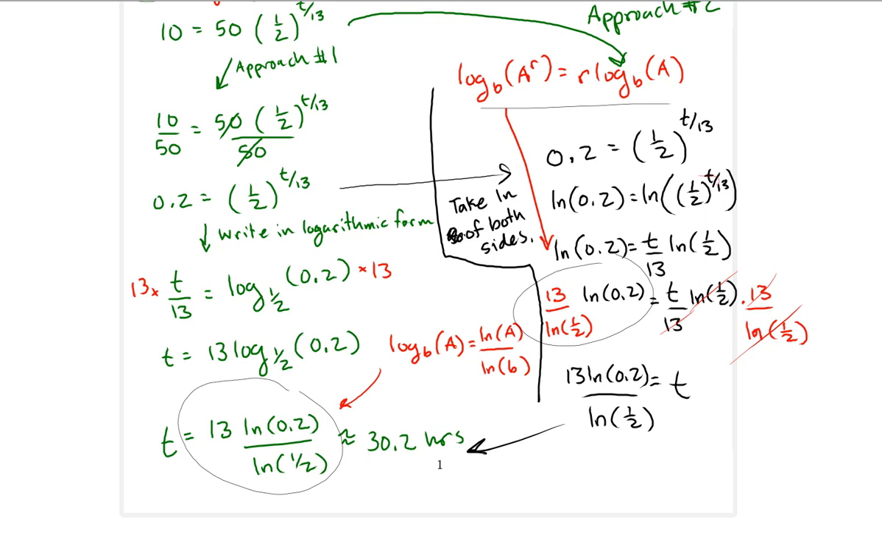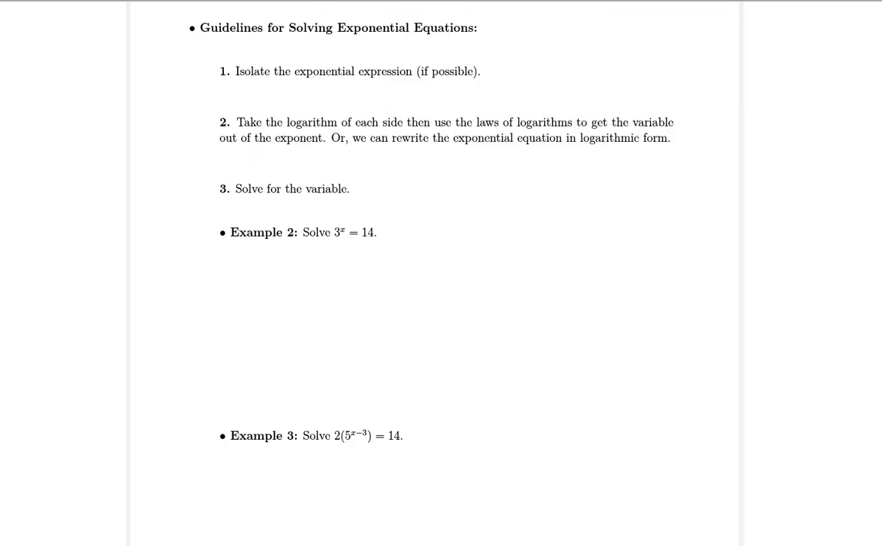All right, so that started off with a pretty complicated problem. Let's take a step back and do maybe a couple easier ones. But first I want to just talk about guidelines for solving exponential equations. Number one, isolate the exponential expression if possible. Number two, take the logarithm of each side, then use the laws of logarithms to get the variable out of the exponent. Or we can rewrite the exponential equation in logarithmic form, right? So those are the two methods we talked about, and then of course solve for the variable.